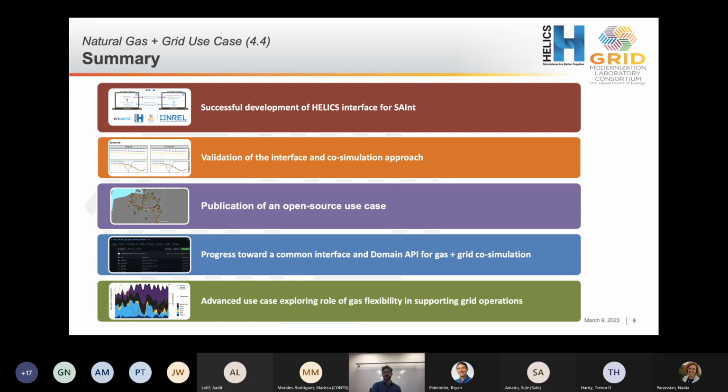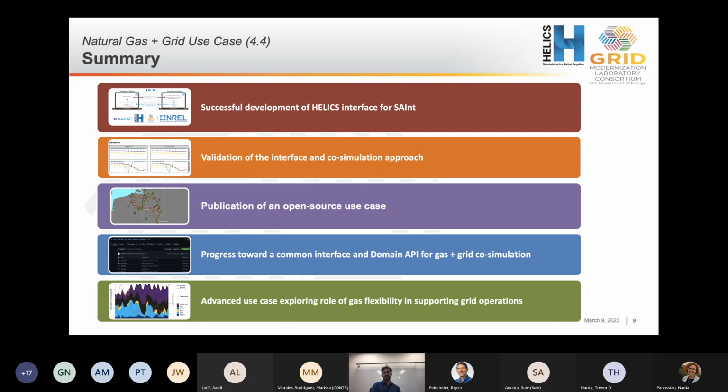I didn't talk about this very much, but we've also been working closely with Karthik and the folks at ANL to present this framework in a way that's consistent with other work, to make a more generalizable domain API for gas and grid co-simulation. So that's something I'm happy to talk with folks about more.